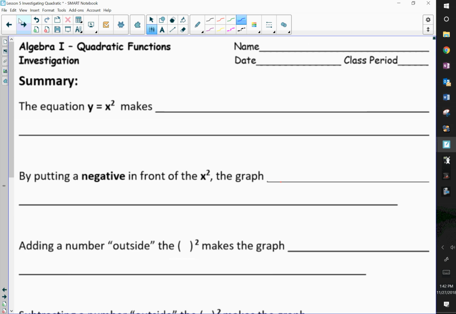Okay, so the next page is just a summary of what you just saw by looking at each of those quadratic functions and their graphs. So just like we did for the absolute value, we're just going to write in some phrases that answer these questions that can be short and sweet. The equation y equals x squared makes a U-shaped graph, a U shape, or it's also called a parabola. Copy that down, pause it if you need to, but I'm going to move on.